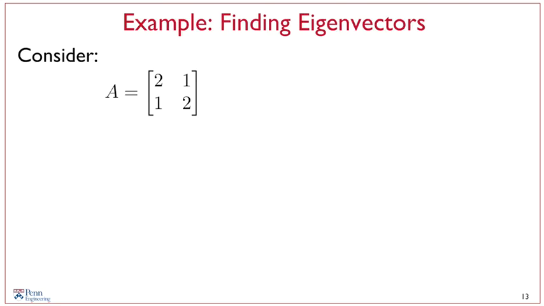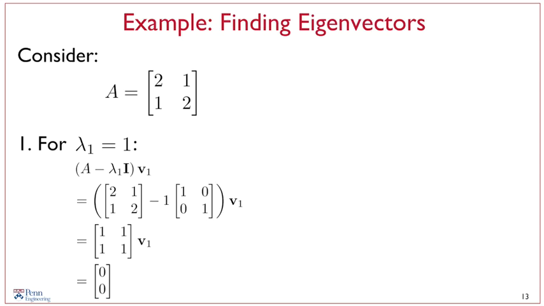First, consider the eigenvalue 1. To find the corresponding eigenvector, we solve the expression A minus lambda 1 I times V1 equals 0, where V1 is the unknown eigenvector we are looking for to correspond to the eigenvalue lambda 1 equals 1. We can simplify the term in parentheses on the left-hand side using the values of A and lambda 1. We can see that V1 equals 1, negative 1 is the solution. To find the second eigenvector, we would simply repeat this process for lambda 2 equals 3.